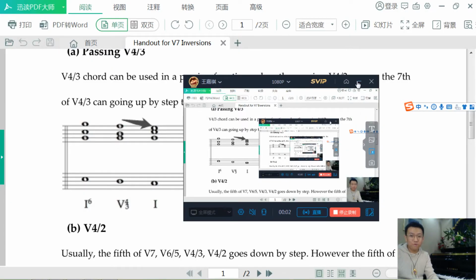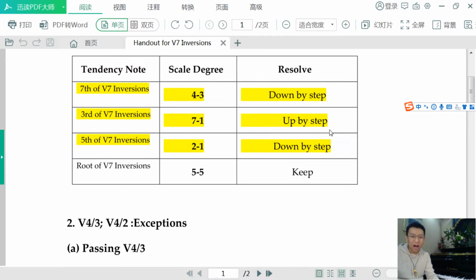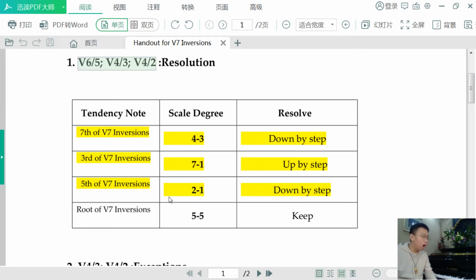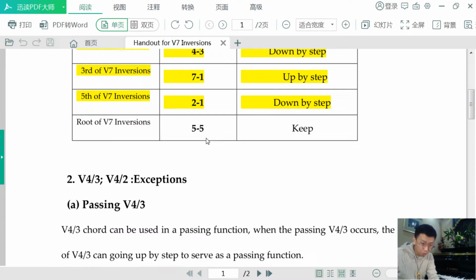Now let's review a little bit what we did last week. Last week, we talked about how to play and resolve 5-6-5, 5-4-3, and 5-4-2. Basically, we have the four tendency notes, which are the 7th, 3rd, 5th, and the root. We know that 5-6-5 always goes to 1. This is 5-6-5 in C major, going to the 1 chord. And second, we talked about how to play the 5-4-3.